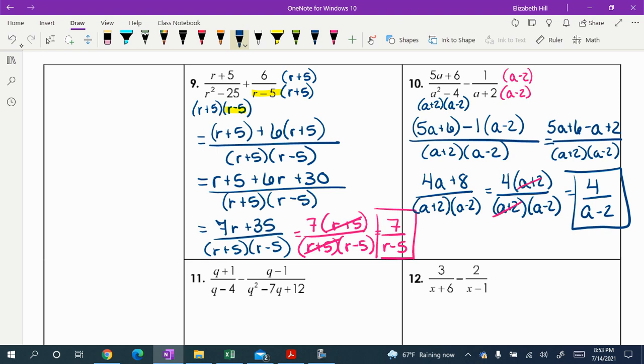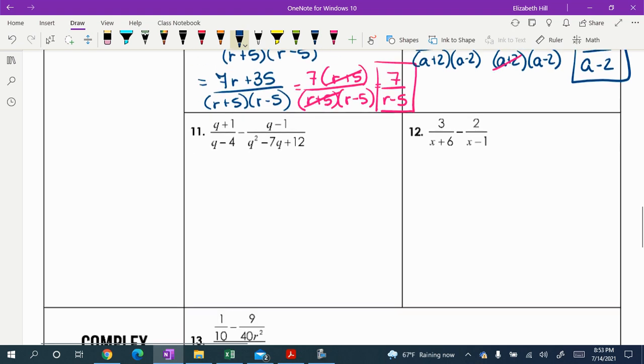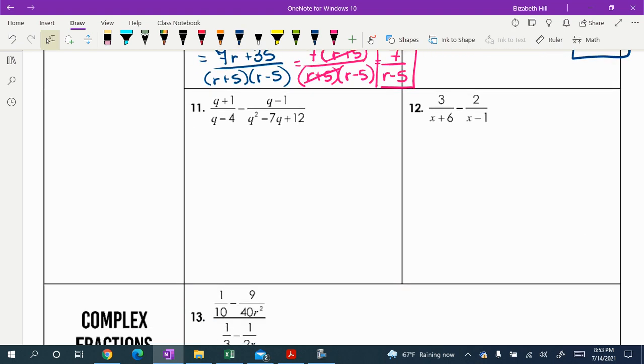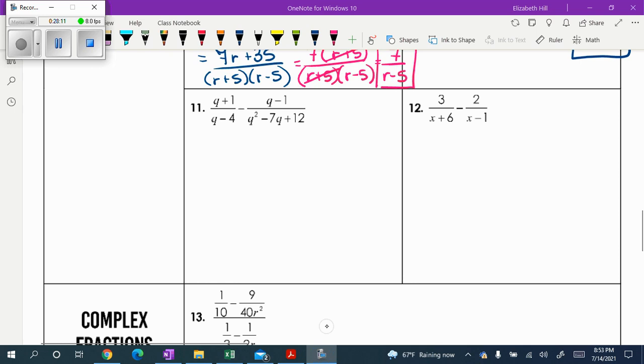All right, so what I'm going to challenge you to do here is try and see if you can do 11 and 12 on your own. Pause the video, obviously, and then unpause it and see if your answers match up.